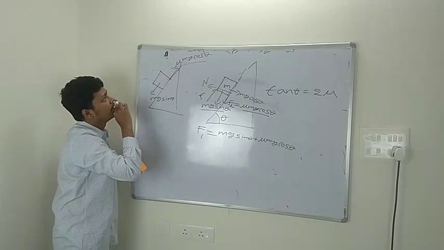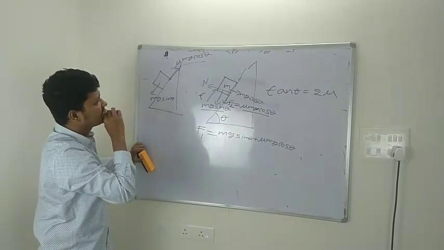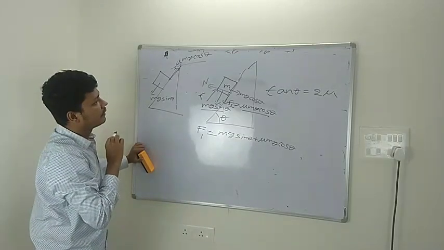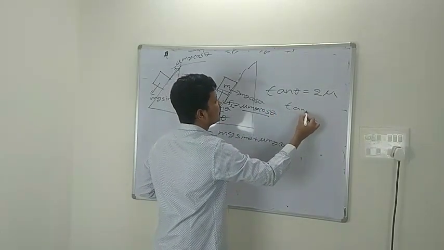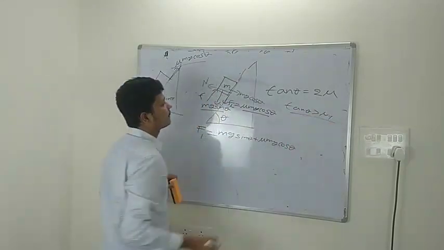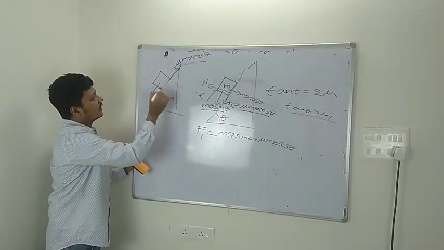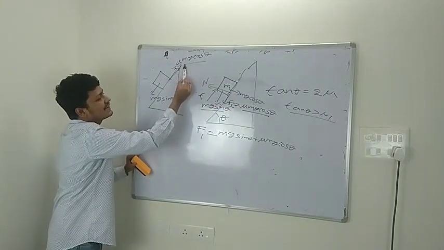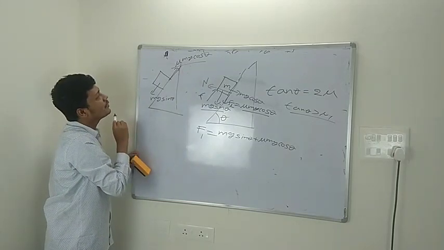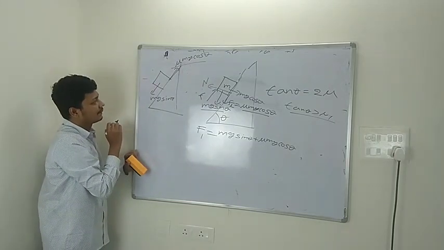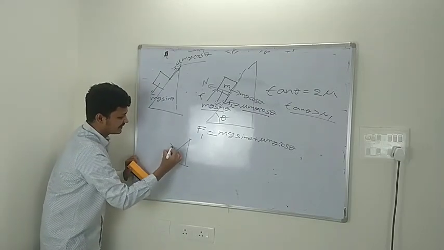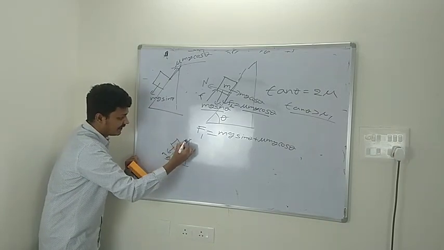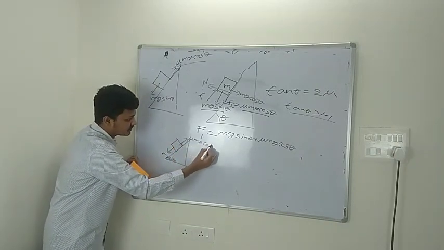Right, now what do they give? Tan theta is equal to 2 mu. That is, tan theta is greater than mu. Here tan theta is greater than mu. Yeah. So if I put in place of mu tan theta, then you will get 2 mg sin theta. So just one second. So here mg sin theta, if mu mg cos theta.